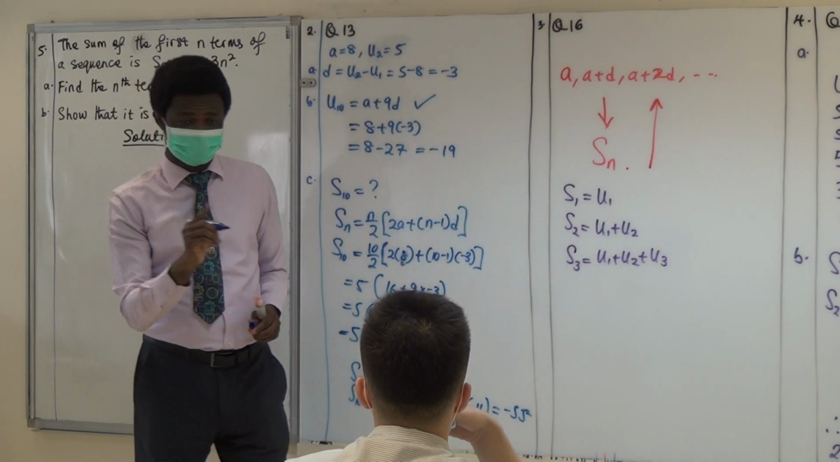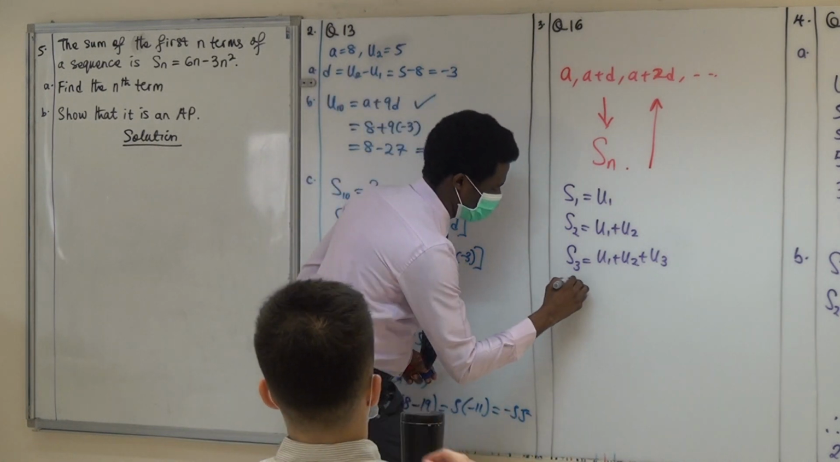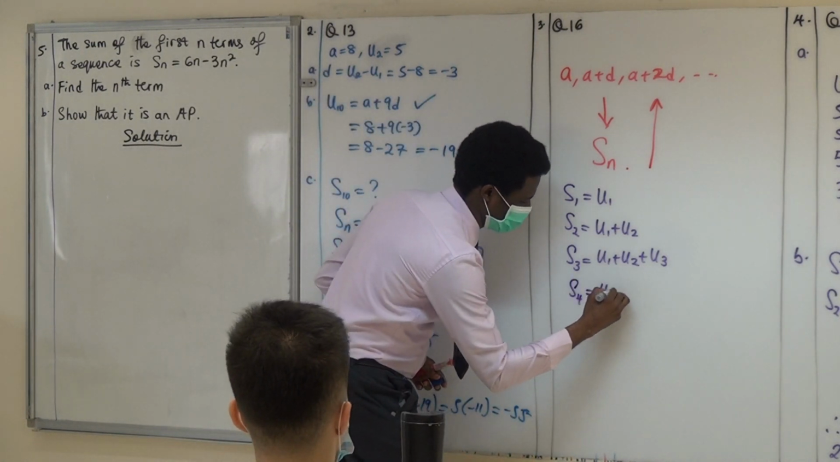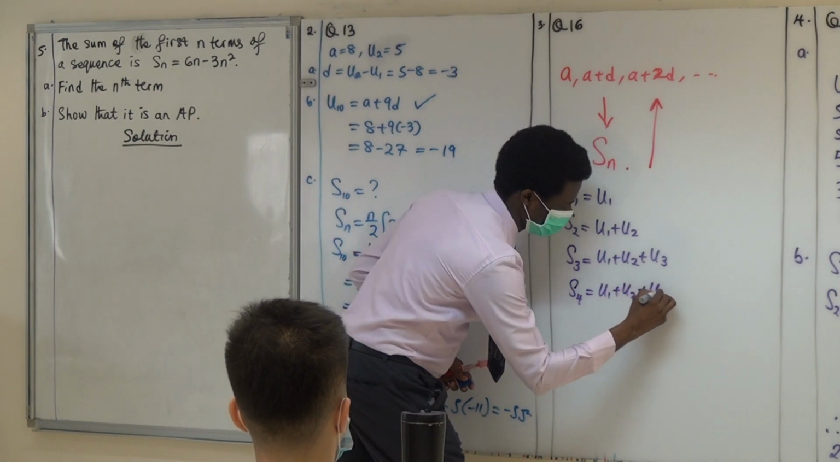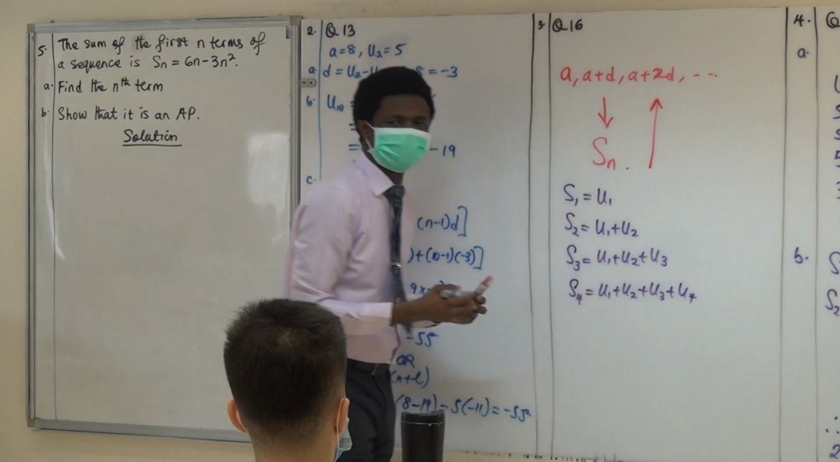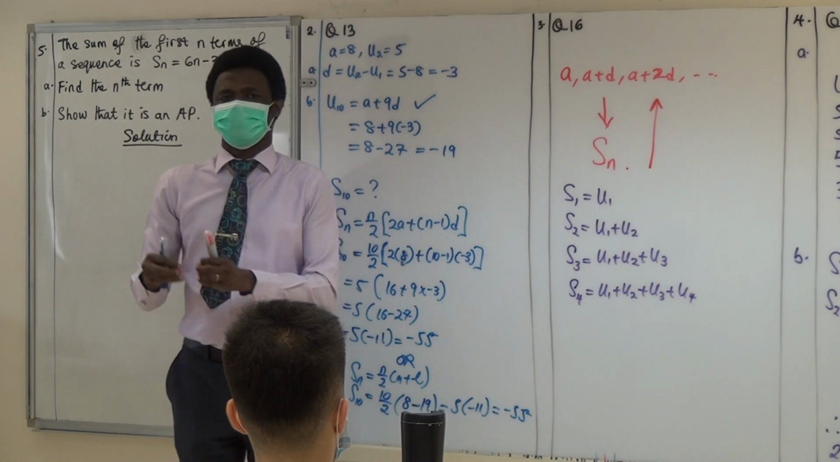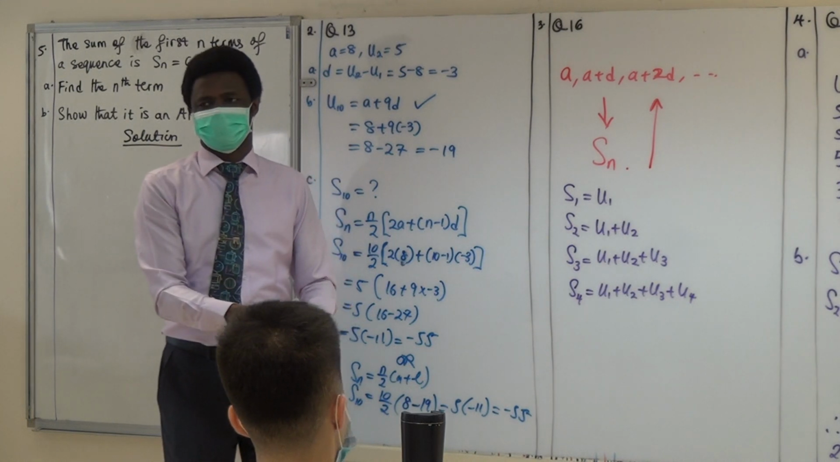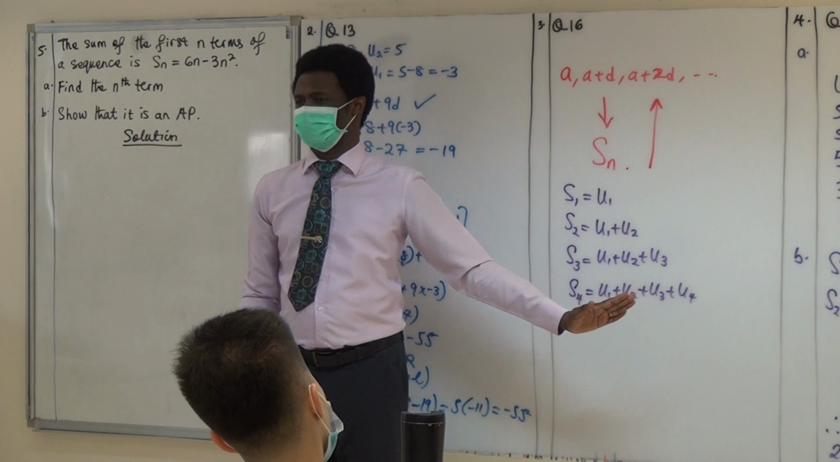I'm coming up with something here. Let's write S4 and see if we can get a pattern. So S4 is the sum from the first term to the fourth term, meaning add the first 4 terms in the sequence.